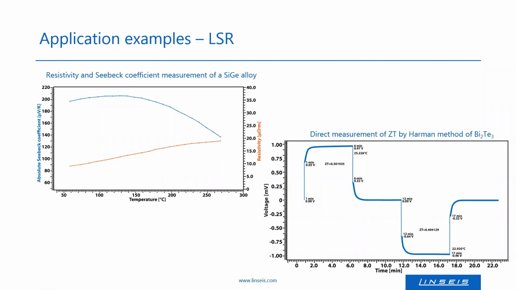On the right, one can see also a measurement performed with the LSR, but here the Harman method was used to directly measure the ZT value of bismuth telluride. In this example, you can see the ohmic drop of the material and the thermal voltage. This measurement was repeated with negative sign of voltage, and both ZT values were then averaged.